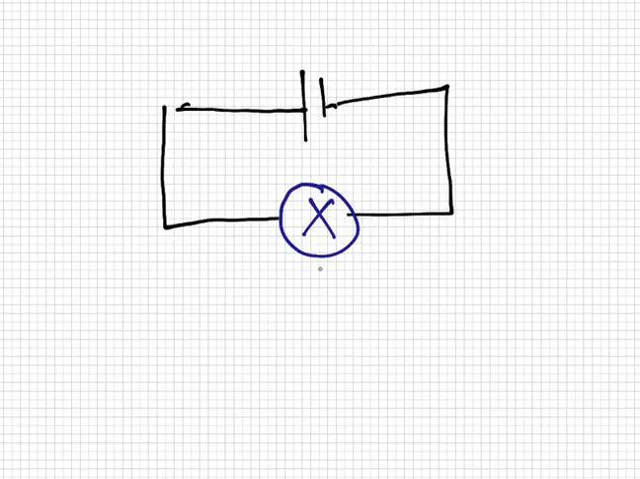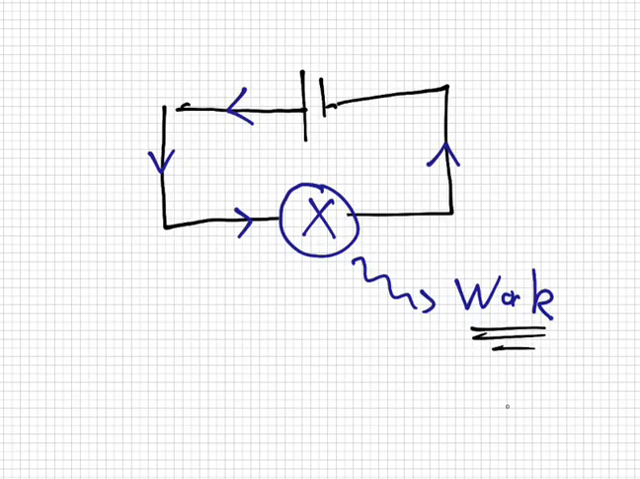Here's my simple circuit. This is a light bulb, so this is doing work. And then this is the battery here, and the current is going this way. The reason this can do work is because of the battery. Yes? And what from the first part of the course is the formula for work?